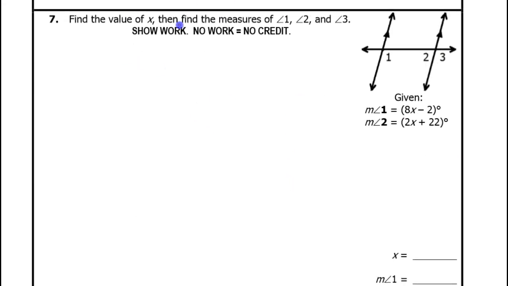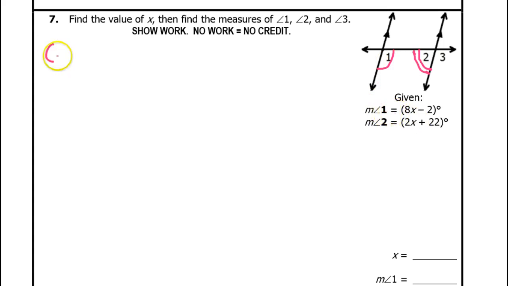Alright, find the value of x, then find the measures of angle 1, 2, and 3. We are given expressions for angle 1 and angle 2. Alright, angle 1 and angle 2 are consecutive interior angles. These are not necessarily congruent when the lines are parallel. These are supplementary. They have to be supplementary. So I'm not going to set these equal to each other. That's for like alternate interior angles or vertical angles. I'm going to make them add up to 180, supplementary.